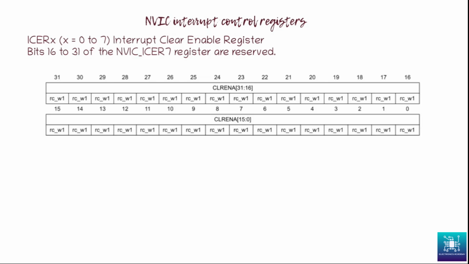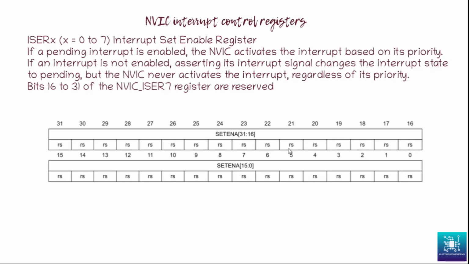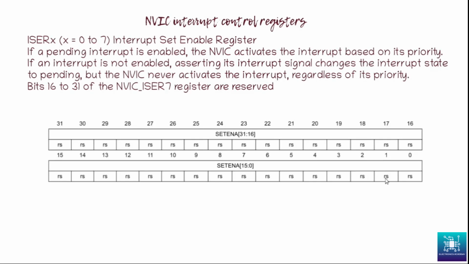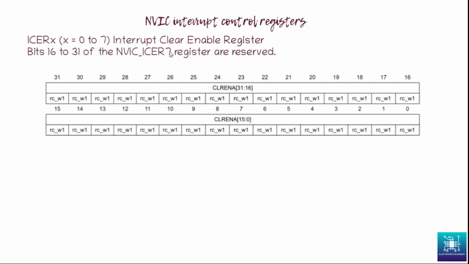So enabling the interrupts and disabling the interrupts are done from separate registers. If we enable an interrupt here by writing a 1, we cannot disable the interrupt by writing a 0 here. We have to come here and write a 1 where we wish to disable the interrupt. So if we want to enable interrupt number 1, we have to write a 1 here in the interrupt set enable register. But if we want to disable it, we have to come here to the ICERx, that is the interrupt clear enable register, and write a 1 here. So that's something we have to keep in mind.